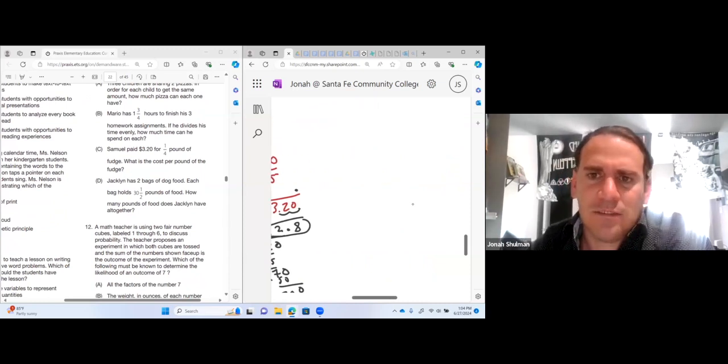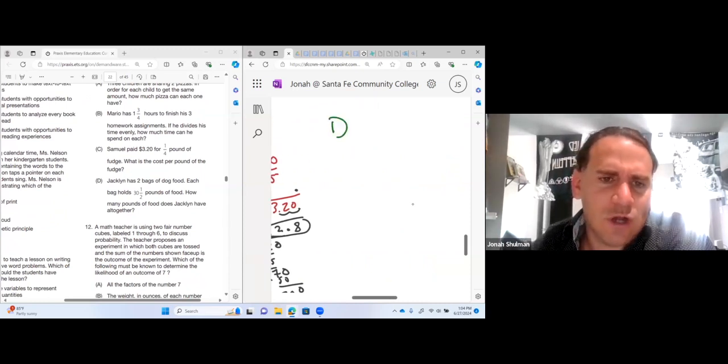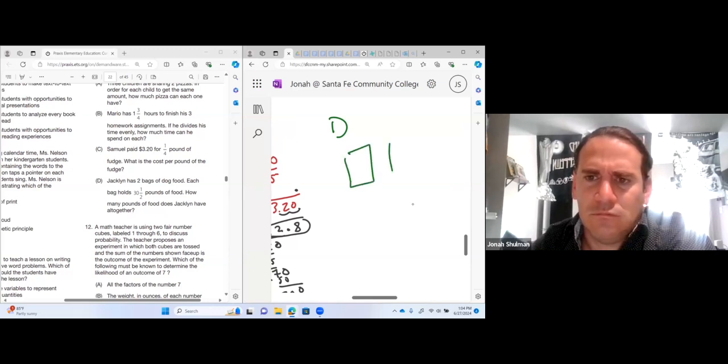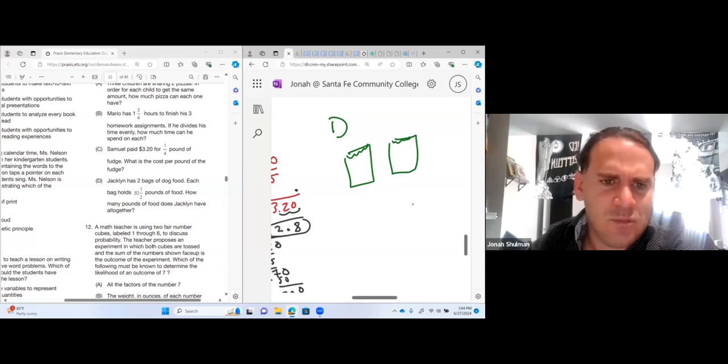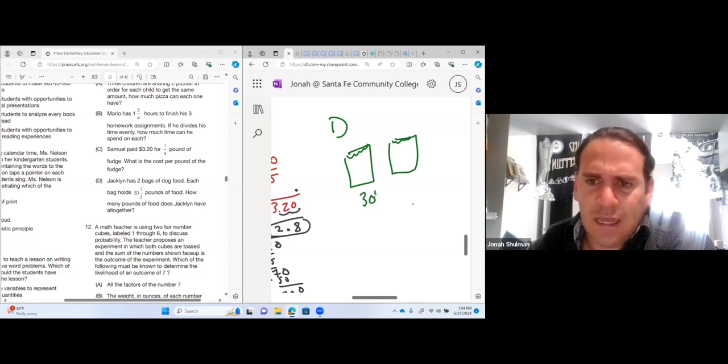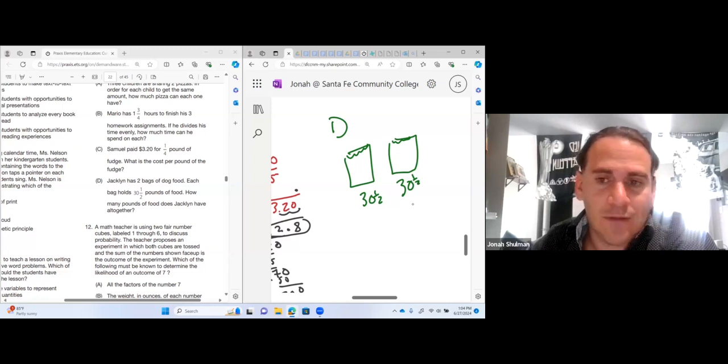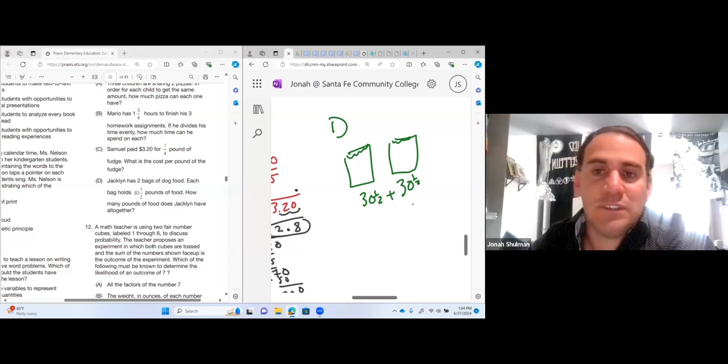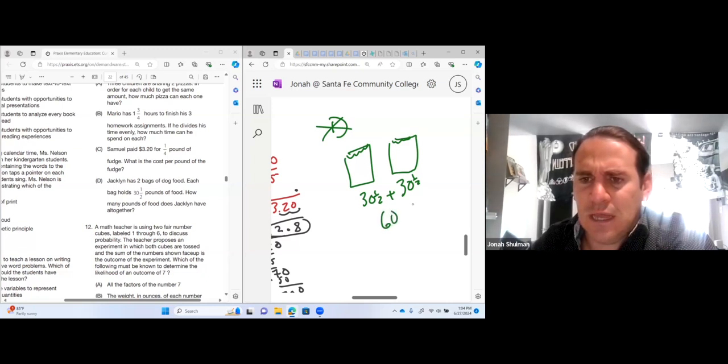All right, so Jacqueline has 2 bags of dog food. Here are my bags. Each bag holds 30.5 pounds. How many pounds all together? Okay, so this is adding, so it can't be D either. 30 plus 30 is 60. A half plus a half is a whole, so that's 61 pounds.